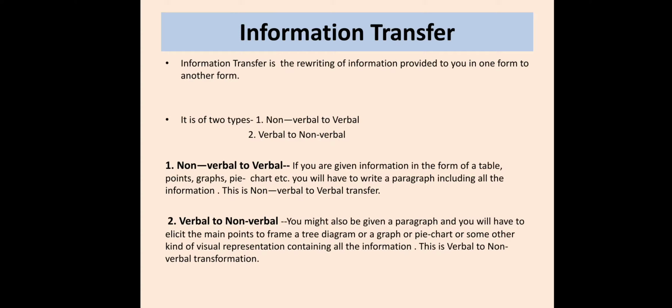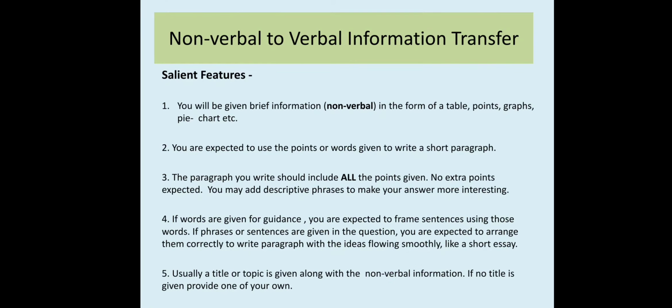Second type is verbal to non-verbal. In this type, you might also be given a paragraph and you will have to elicit the main points to frame a tree diagram or graph or pie chart or some other kind of visual representation containing all the information which is given in the question. This is verbal to non-verbal transformation. Now let us see in detail. First we will study about non-verbal to verbal transformation.